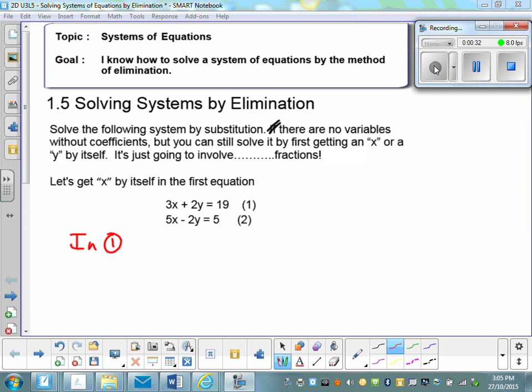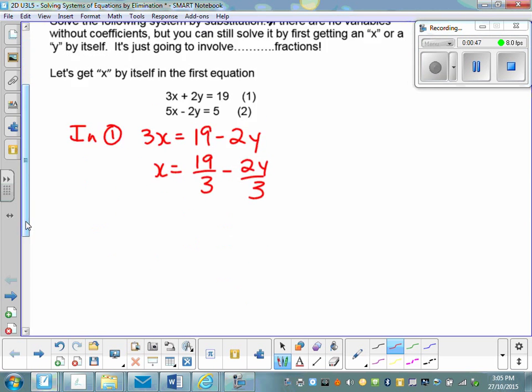So in equation 1, 3x equals 19 minus 2y. And then we'll divide each thing on the other side by 3. So that's what it's going to look like when we solve for x. We'll call that equation 3.